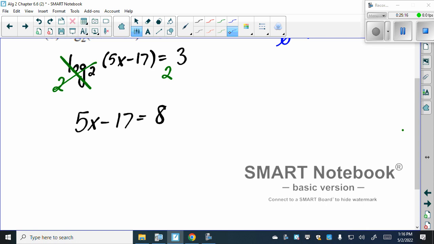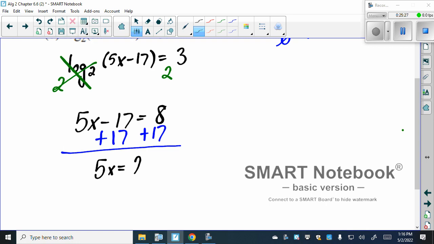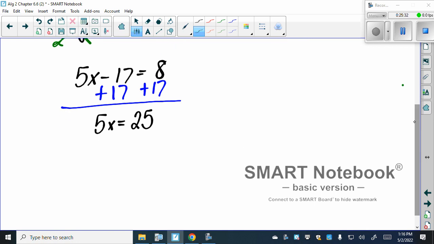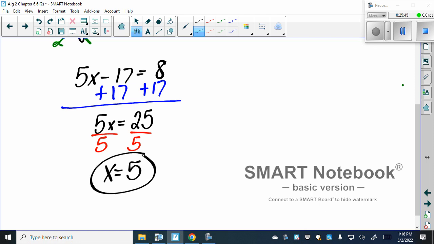Well, at this point here, the next thing we can do to solve for x is to add 17 to both sides. Here will tell us 5x is equal to 25. Next thing we'll need to do to get x by itself is to divide both sides by 5. So x is equal to 5.